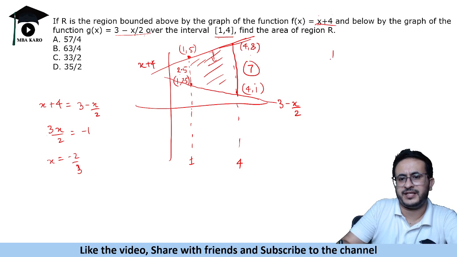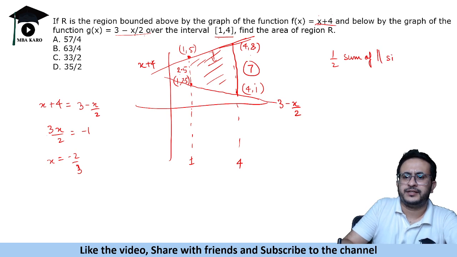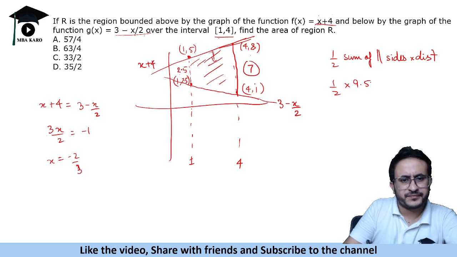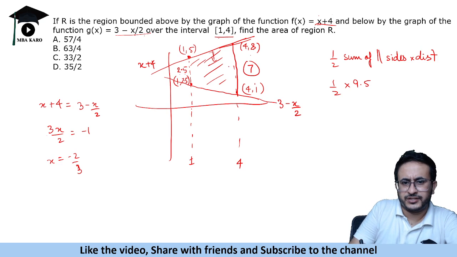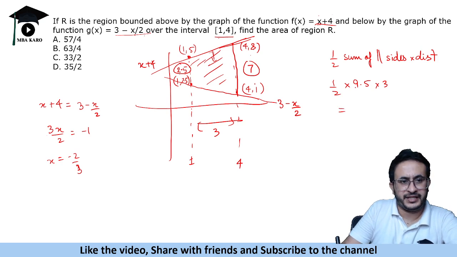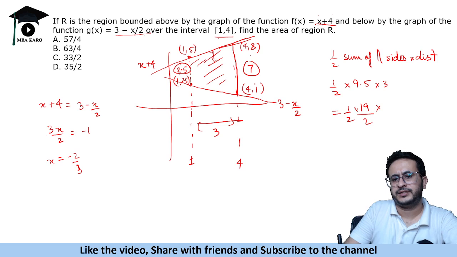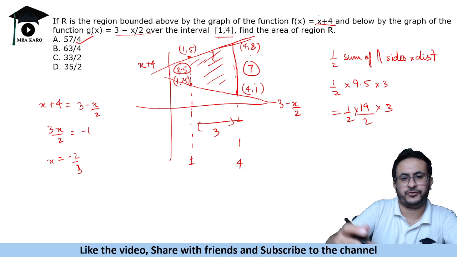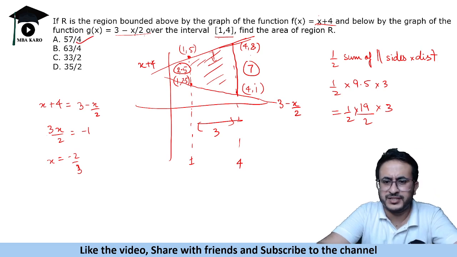So area of trapezium is half sum of parallel sides into distance between them. So we can say half into 9.5, because the sum of parallel sides is 7 and 2.5, that is 9.5, and distance between them is 3, into 3. So we can make it 19 by 2, and half also and 3, so that becomes 57 by 4. So graph based questions are usually easy.